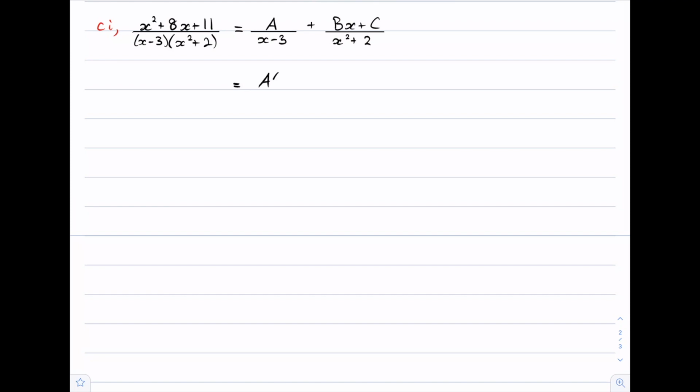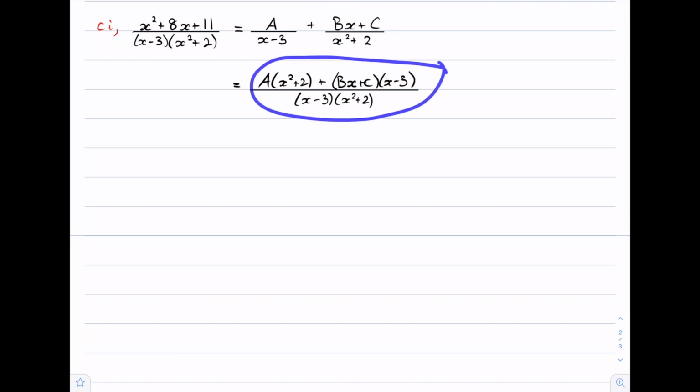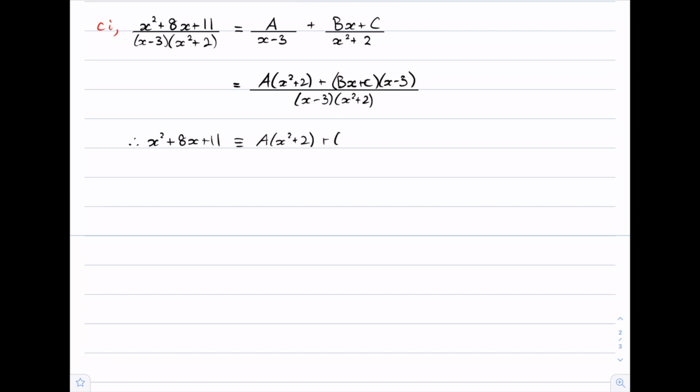In doing that, our numerator would look like this: a times x squared plus 2, plus bx plus c times x minus 3. And then all of this is being divided by our common denominator, which is x minus 3 times x squared plus 2. Okay, so that means that this fraction here is now equal to this fraction here. And since their denominators are the same, their numerators must be identical. So we can say that x squared plus 8x plus 11 is identical to a times x squared plus 2, plus bx plus c times x minus 3.